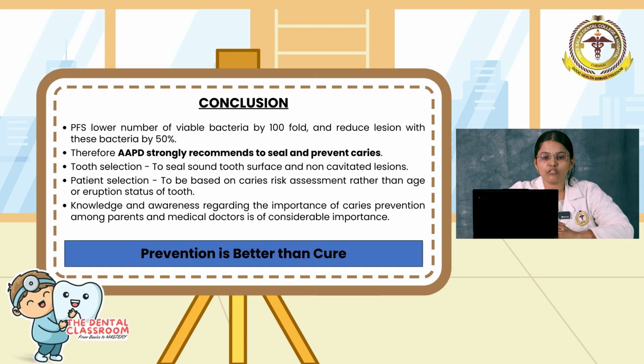So, coming to the conclusion, pit and fissure sealant lowers the number of viable bacteria by 100-fold and reduces lesions with these bacteria by about 50%. According to AAPD, it strongly recommends to seal and prevent caries. Tooth selection is to seal sound tooth surfaces and non-cavitated lesions, and patient selection is based on caries risk assessment rather than the age or eruption status of the tooth.